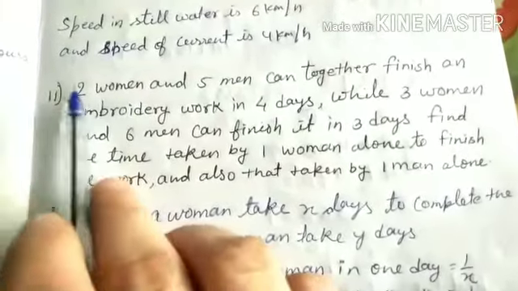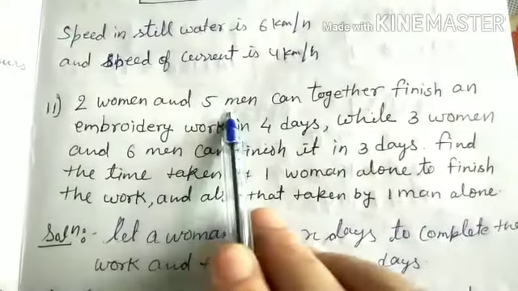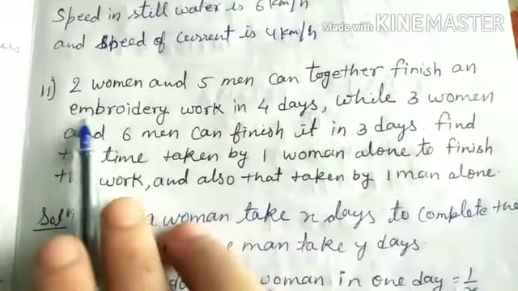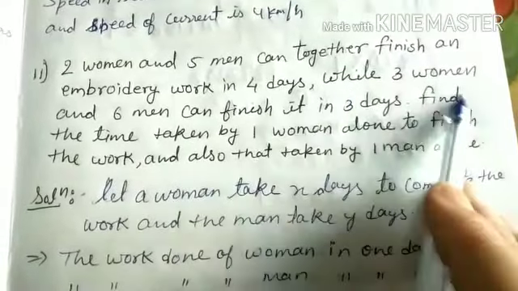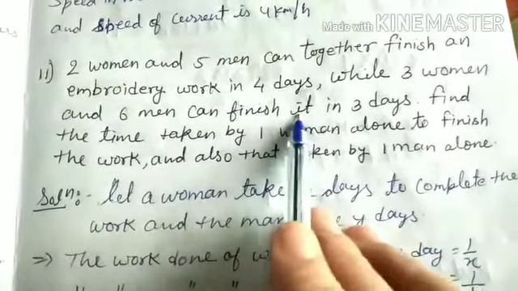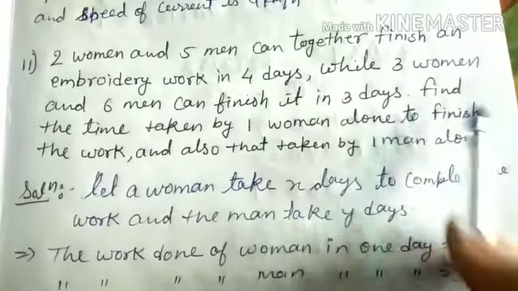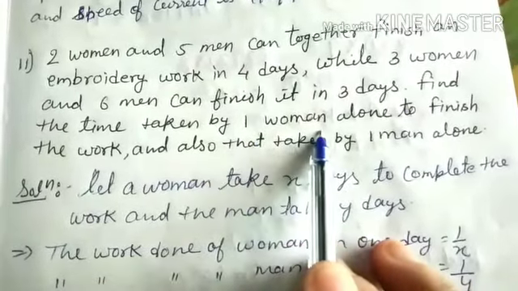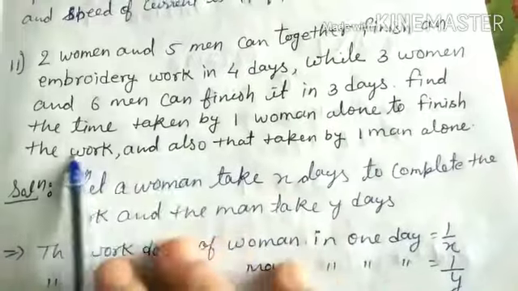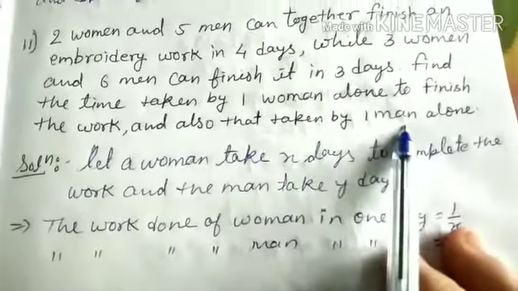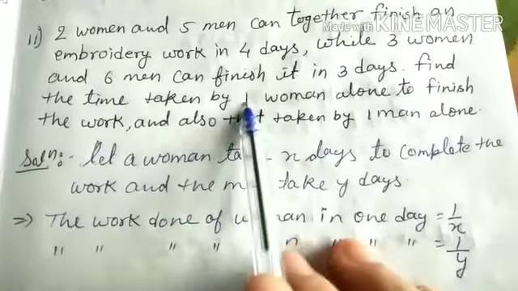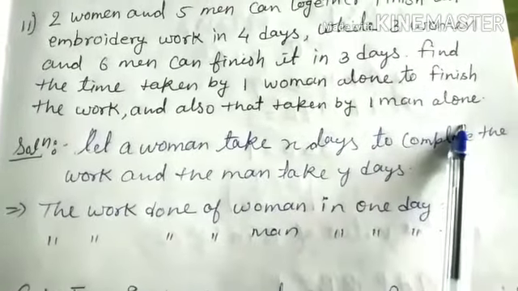Now the next question we have: 2 women and 5 men can together finish an embroidery work in 4 days, while 3 women and 6 men can finish it in only 3 days. Find the time taken by one woman alone to finish the work and also that taken by one man alone. So we need to find out the time for the complete work done by one woman and one man alone.